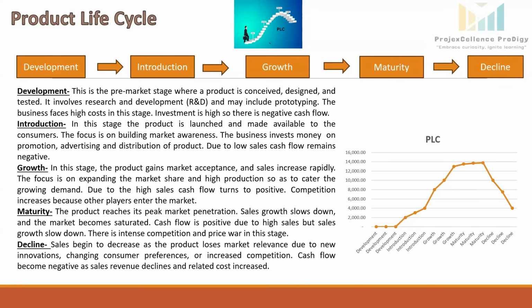Last stage is the decline stage. Sales begin to decrease as the product loses market relevance due to new innovations, changing consumer preferences, or increased competition. Mobile phones of new models with advanced features enter the market. Cash flow becomes negative as sales revenue declines and related costs increase. Finally, the companies have to take a call whether to maintain the product for their loyal customers or completely phase it out.